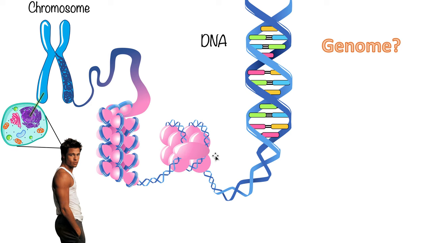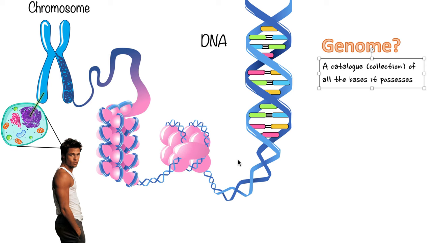Okay, so we already get this part, right? I already told you the nucleus has chromosomes. Chromosomes are just DNA wound up into tight nucleosomes. So what is a genome? A genome is a collection of all the bases that your DNA possesses. Bases, if you watched the DNA video, are these letters, A, C, T, G, these little colors, the sequence of these colors. These are bases, your code. So a genome is your whole code. The simplest way of saying it is a human being's whole code, your whole DNA, that's your genome. All of these bases, the order of these bases, that's your genome.